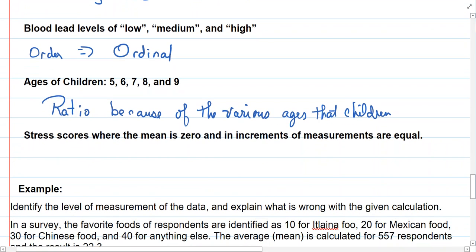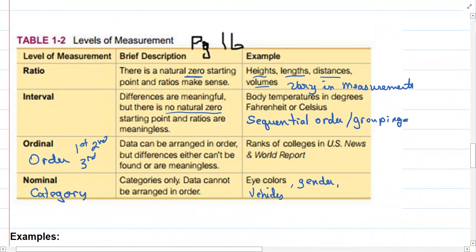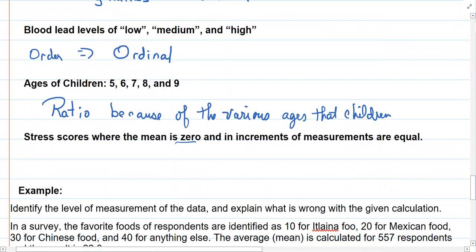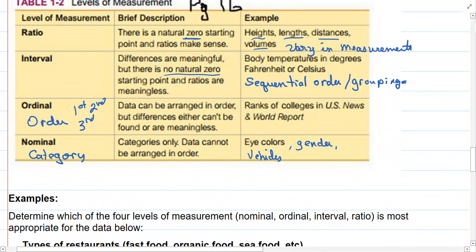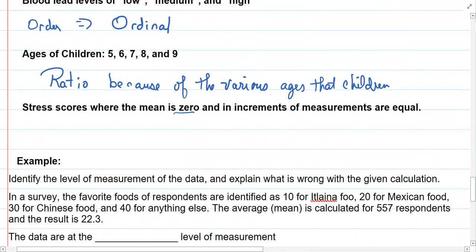That one's hard. Stress scores where the mean is 0, which, remember, the 0 is a ratio, or now, that's about it, isn't it? No natural 0. This one, ordinal, can have a 0. So what is this one? Oh, did I cover interval? Yeah, the interval. Oh, interval does have a 0. All right, because it's temperature. So the scores where the mean is 0 and increments of measurements are equal. So that means they're groupings.